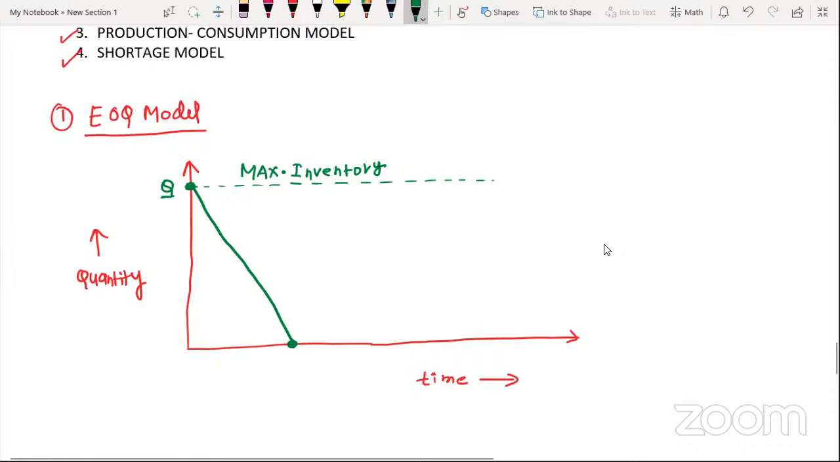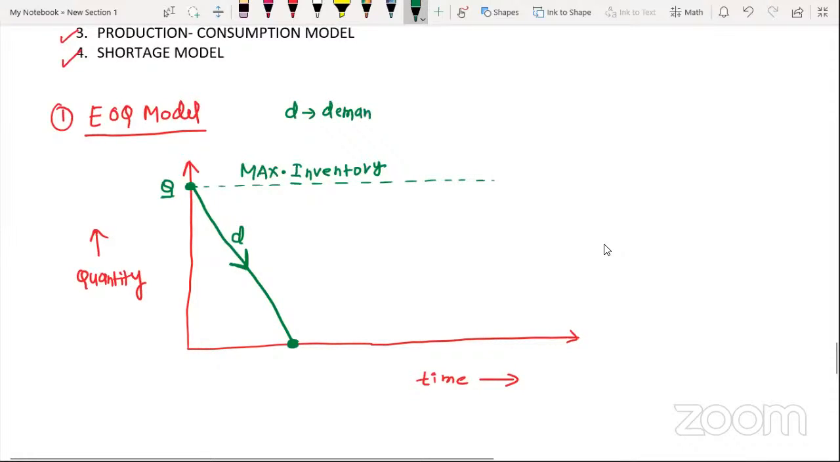Now, the other name was infinite replenishment. It means that the quantity is going to decrease, and at a certain time it is going to become zero. So let the demand rate be small d. The small d represents the demand rate.